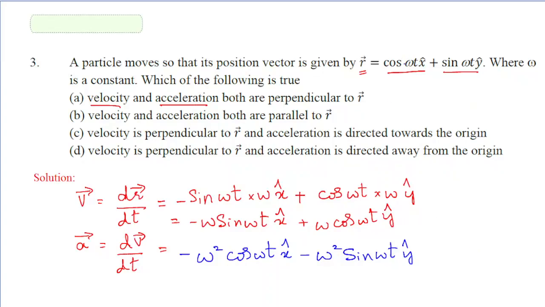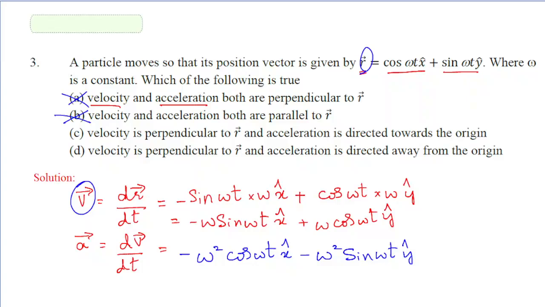So if you take the dot product between vector r and vector v, you get 0. So those are perpendicular, right? But then if you take a dot product between r vector and a vector, you won't get 0. So acceleration is not perpendicular to r vector. So the first option is ruled out. Second, they are not parallel.